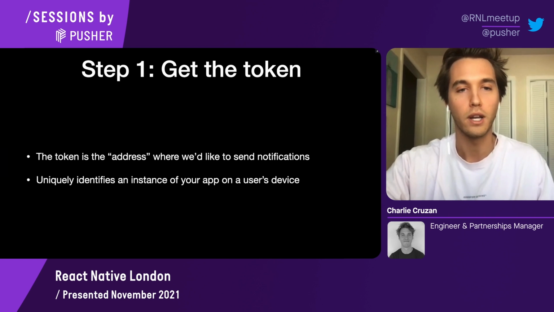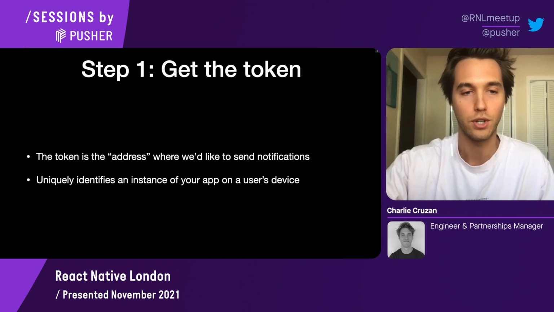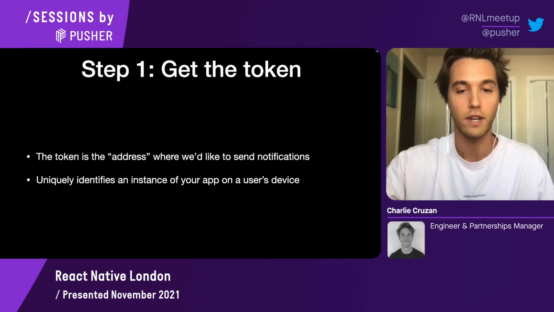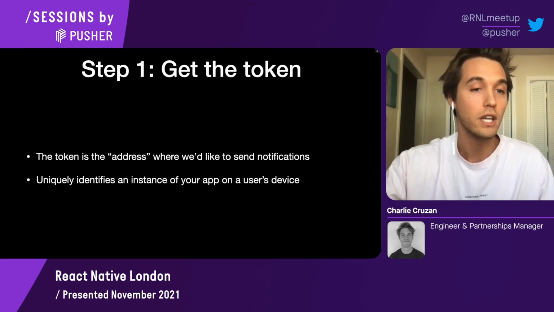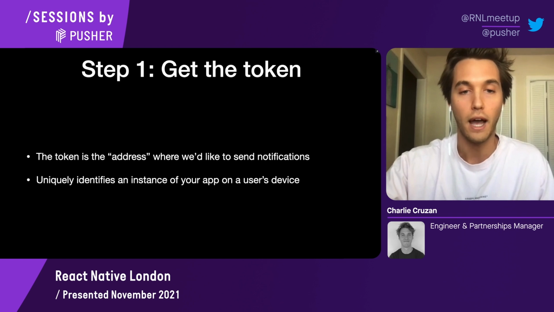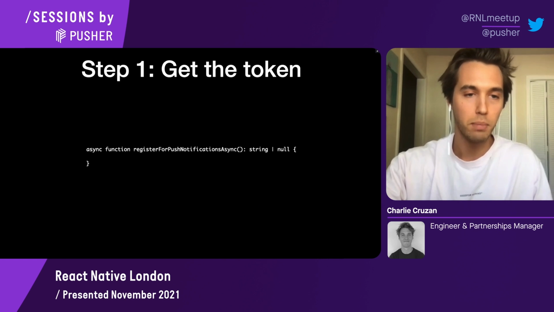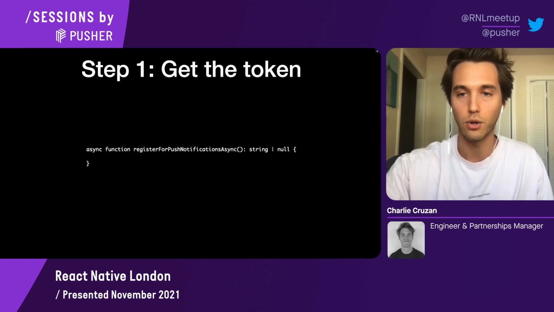All right, cool. So hopping right into it. Getting the token, which the Expo push token is basically just the address where we want to send notifications to. It uniquely identifies an instance of your app on a user's device. And so that's what we're going to be using to send notifications. So let's build this function to collect our token.